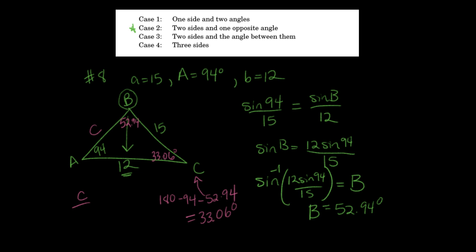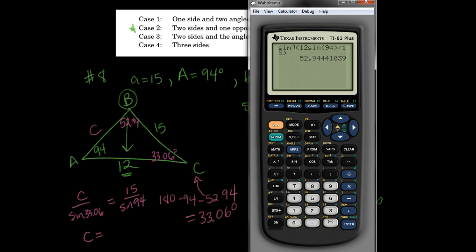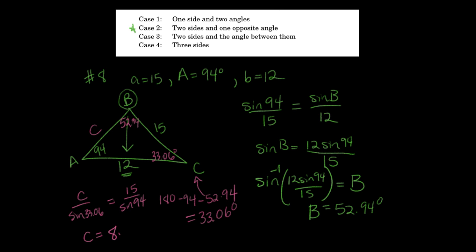We can say c is to sine of 33.06 as, and I would use a side that's already given just for accuracy, 15 is to sine of 94. So if you calculate this, we are going to take 15 multiplied by sine of 33.06, close parentheses, divided by sine of 94, and that's going to give me 8.20. Let me double check. 8.20. Okay, so now we found all the sides and all the angles.